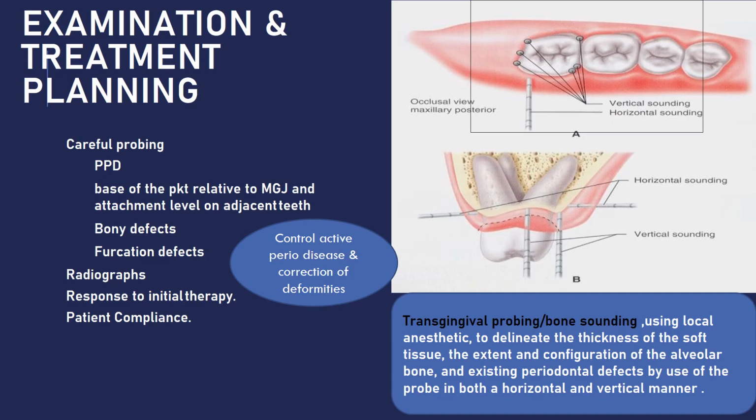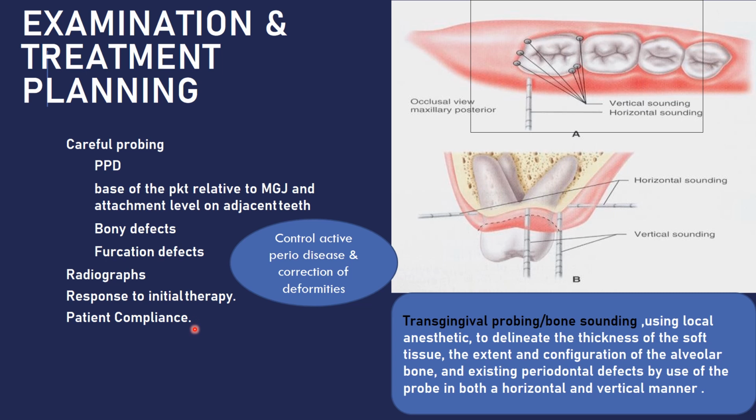So coming to the examination and treatment planning, the most important thing is careful probing, which helps to get the probing pocket depth, the base of the pocket related to the mucogingival junction, and the attachment level on adjacent teeth, and will help you identify bony defects and furcation defects. Radiographs will also help you find out, and the response to initial therapy is needed to plan the treatment, and patient compliance is also needed.